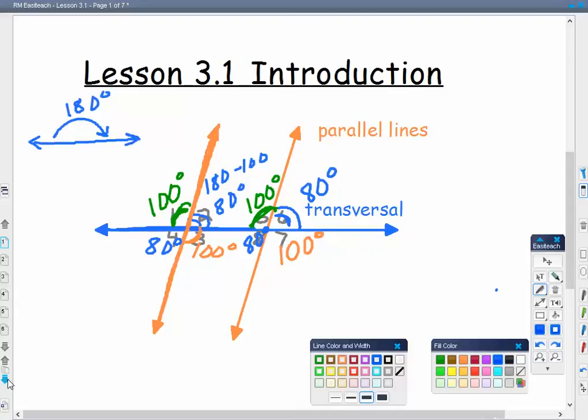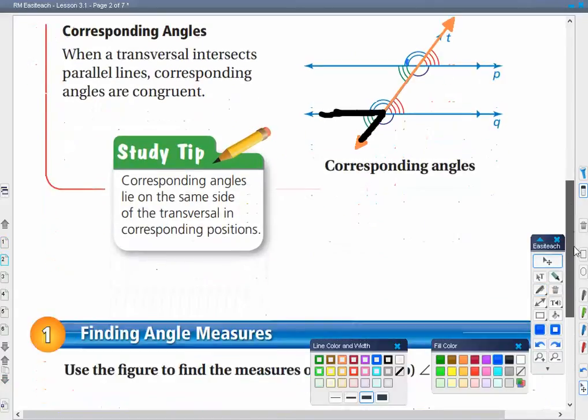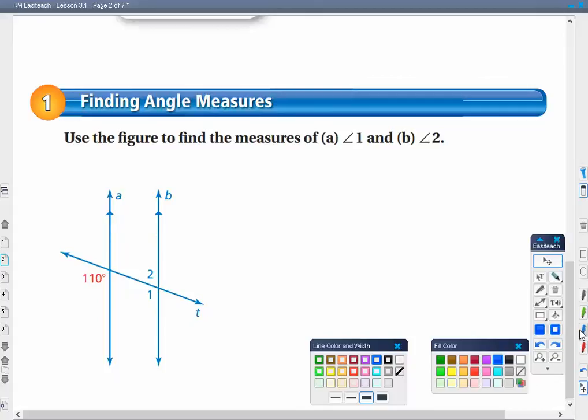If we continue to make our way through some of these examples and activities, what you're going to be asked to do is questions like this. This is example 1 from your textbook. If you're looking in your book, this is on page 104. It says, use the figure to find the measures of part A, angle 1, and part B, angle 2. Can we look at this figure and identify those two angle measurements? I know angle 1 is going to be 110 degrees.